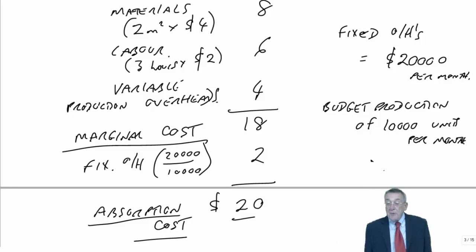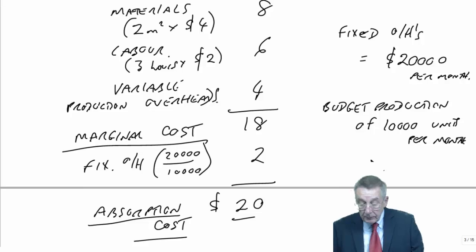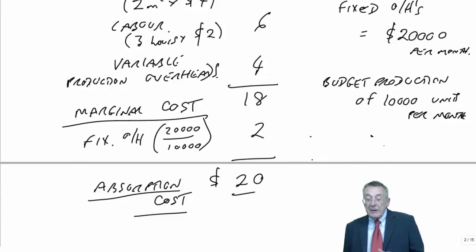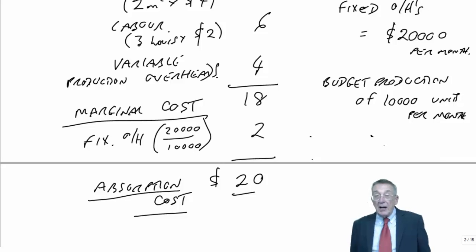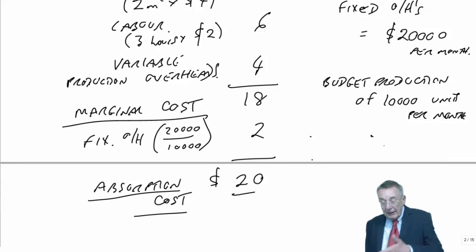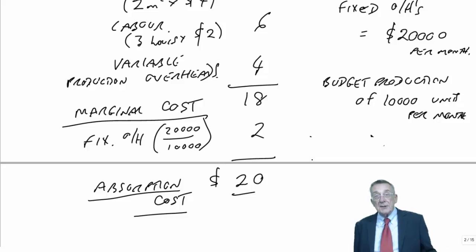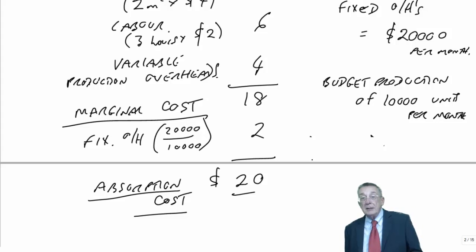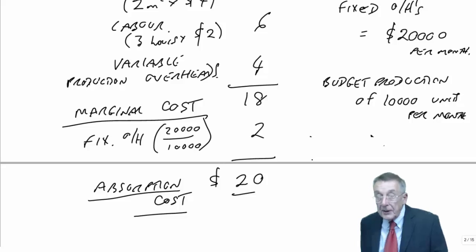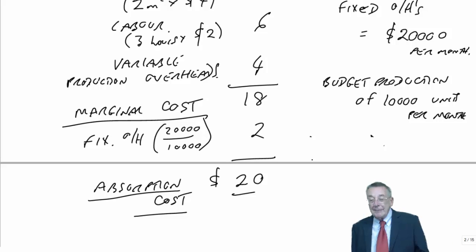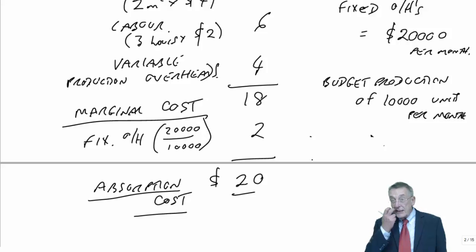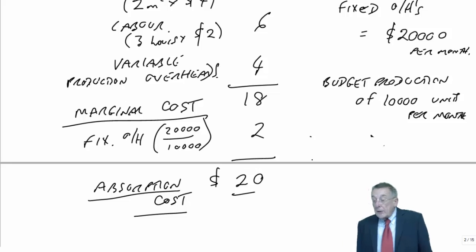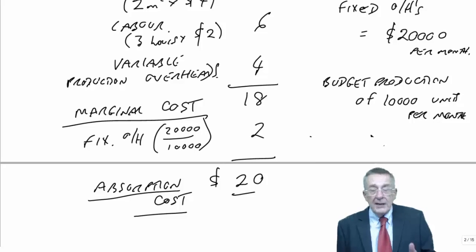And if we're using absorption costing, again, we can discuss why not in a minute, then we'd value our units, our inventory, and our cost of sales at 20 a unit. Whereas if we were using marginal costing, our inventory and our cost of goods sold would be charged at 18 a unit.